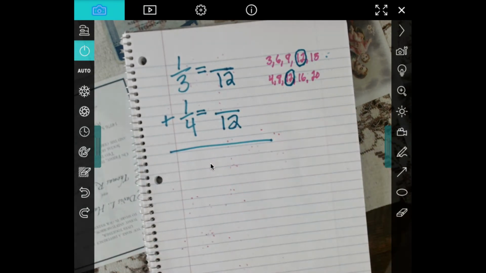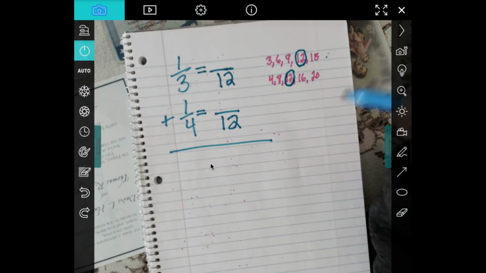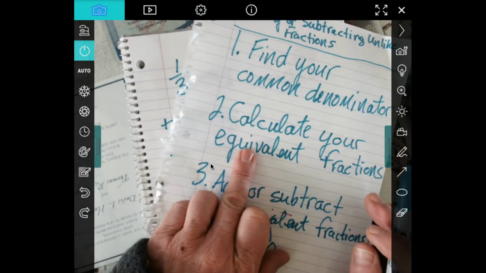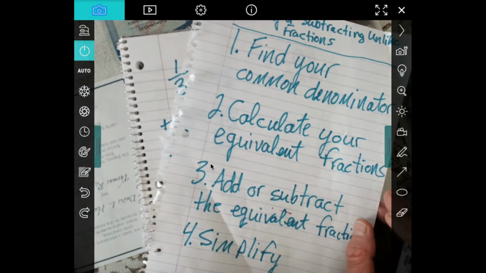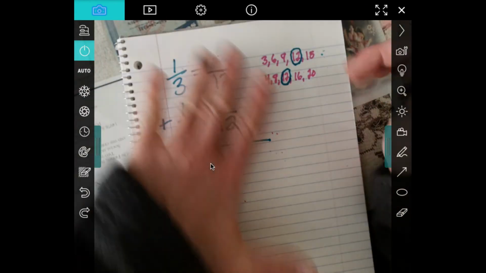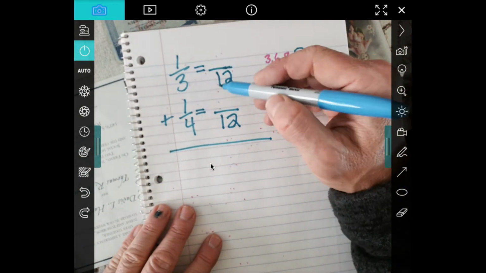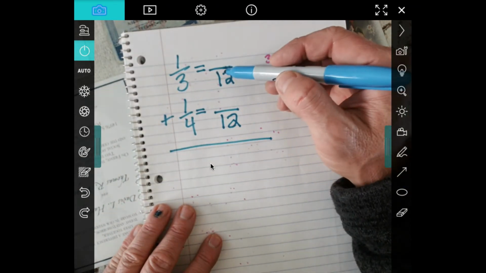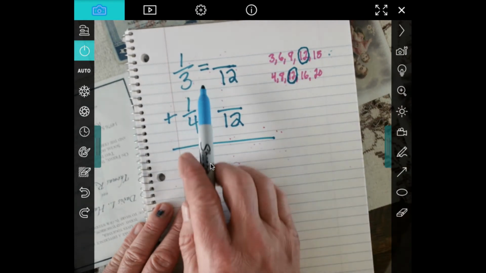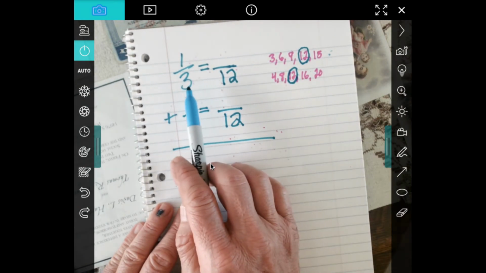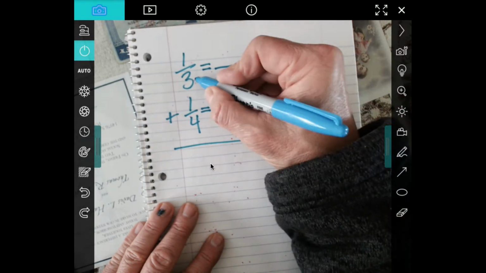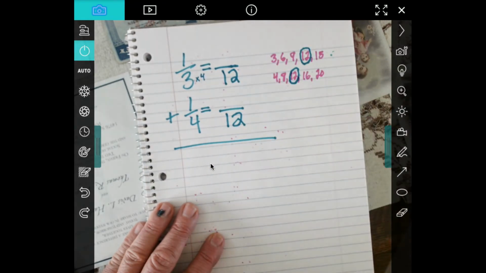Okay, so now we are ready to calculate our equivalent fractions, which is what we do in number 2. Calculate your equivalent fractions. All the information you need is right here. We have 1/3 equals how many twelfths? Well, think to yourself, what do you have to multiply 3 by to get to 12? You would have to multiply it by 4.